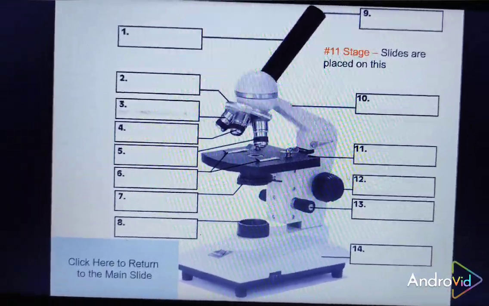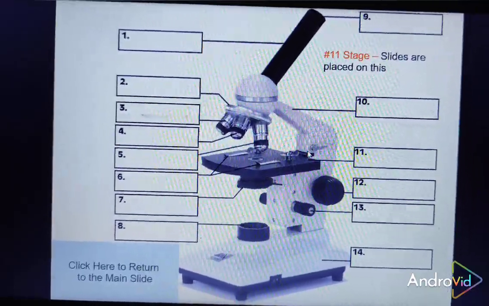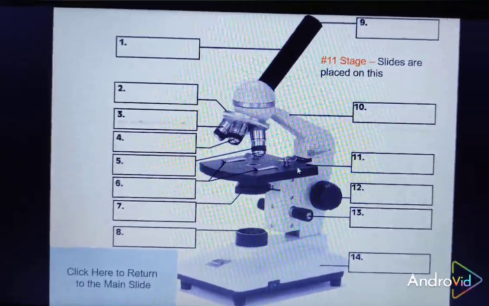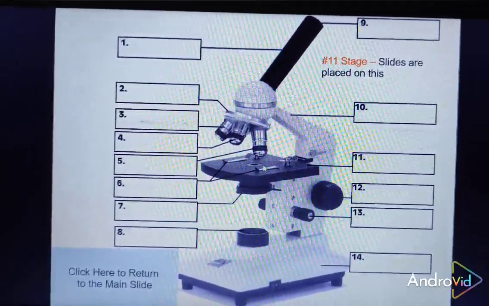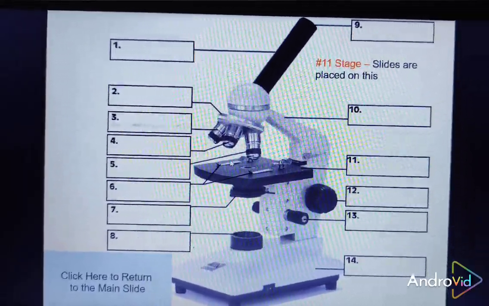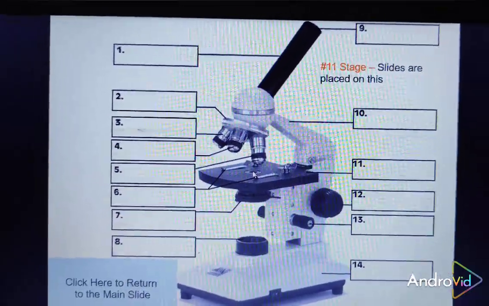This is the stage. The slide is placed on this stage and it is held by these clips, that is the slide clips or stage clips.